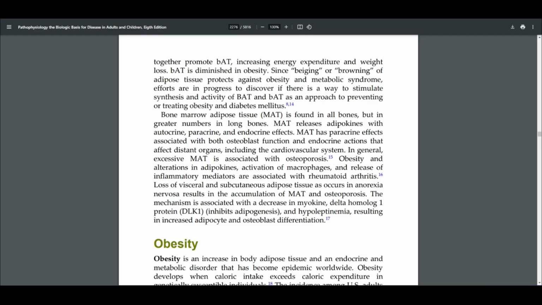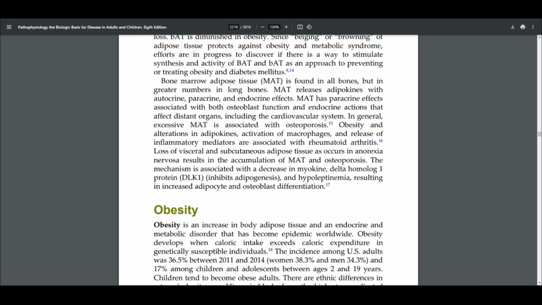BAT is diminished in obesity, since beiging or browning of adipose tissue protects against obesity and metabolic syndrome. Efforts are in progress to discover if there is a way to stimulate synthesis and activity of BAT as an approach to preventing or treating obesity and diabetes.